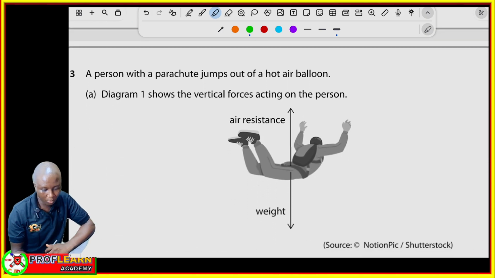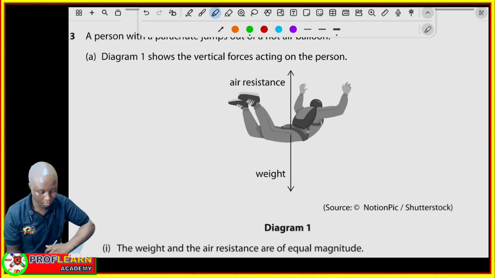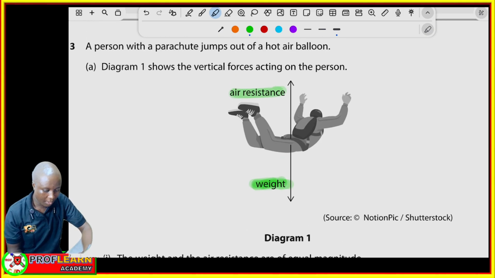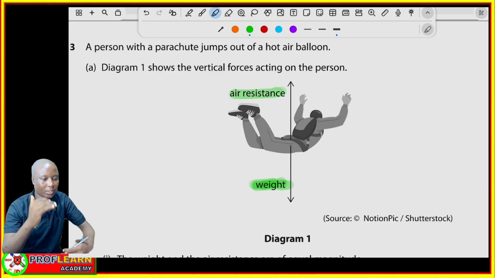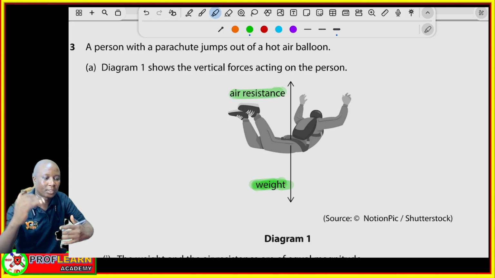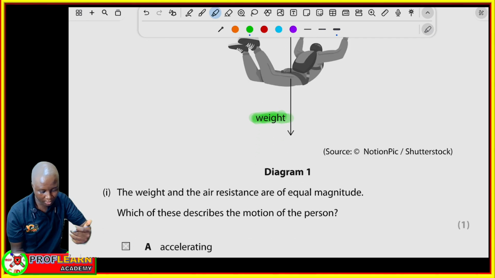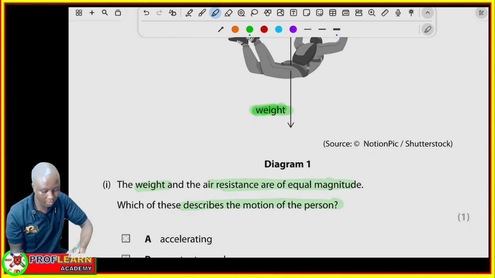A person with a parachute jumps out of a hot air balloon, and we can see the person is moving downwards. You can see it's moving at a constant speed because the forces, the length of this air resistance and the weight, are equal. So the person is moving at a constant speed. Now the weight and air resistance are of equal magnitude. Which of these describes the motion of the person?